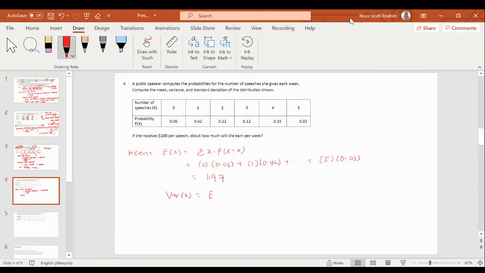Variance of X will be equals to E of X squared minus E of X squared. So E of X squared, again, you have to square first each of the X here. And then you only multiply with the probability. And it is 5.53 minus 1.97 squared. And variance is 1.649. To get the standard deviation, always square root of variance. Square root of 1.649 equals to 1.284.